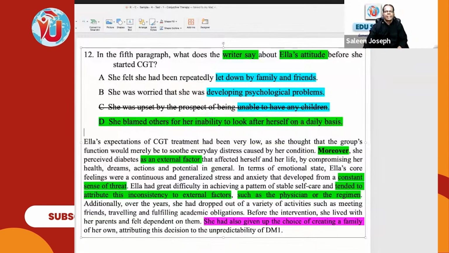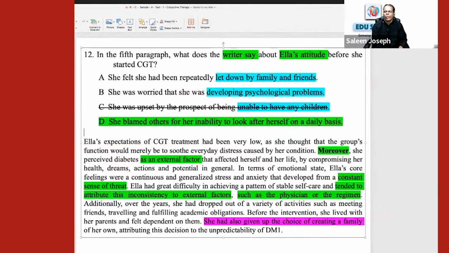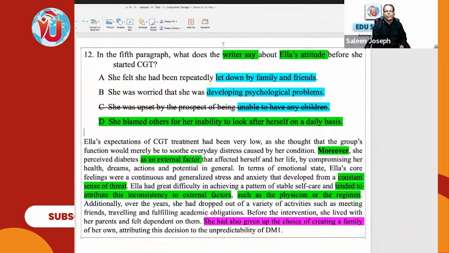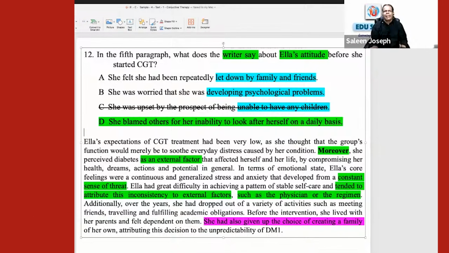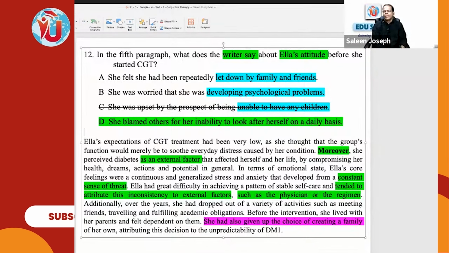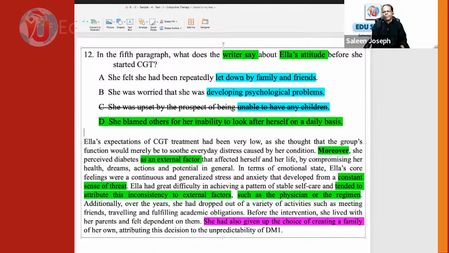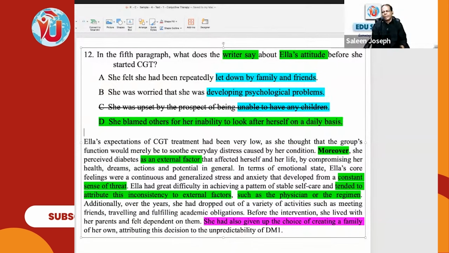Starting topic sentence. Ella's expectations, always there is a clue in the topic sentence. Ella's expectations of CGT treatment had been very low as she thought that the group's function would merely be to soothe everyday distress caused by her condition. Means there also the taste of the whole thing is there, just to soothe that. Maybe with this CGT, a little bit of soothing will be there, but that is not the final solution. She had a very low expectation about CGT. That also says she was not convinced. Okay. Moreover adds to it, makes it clear.